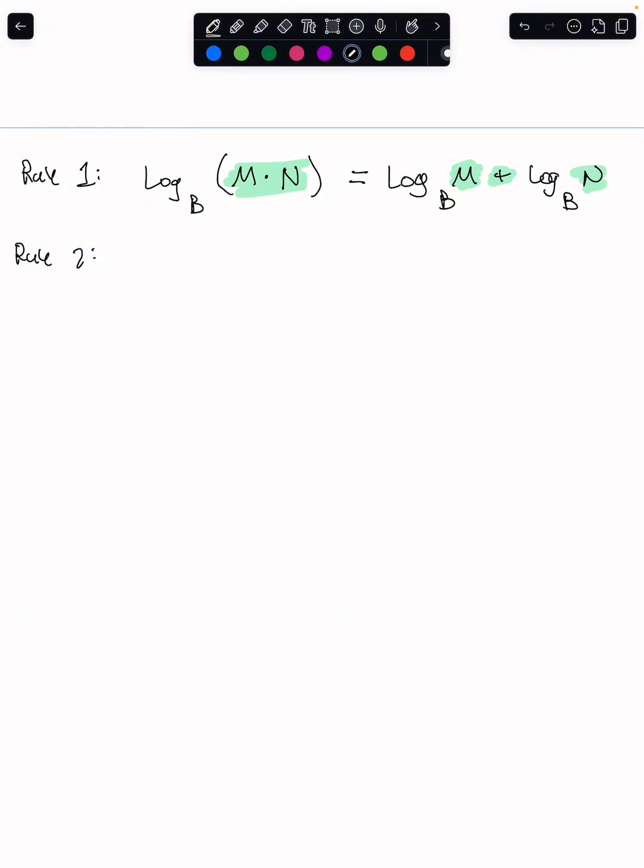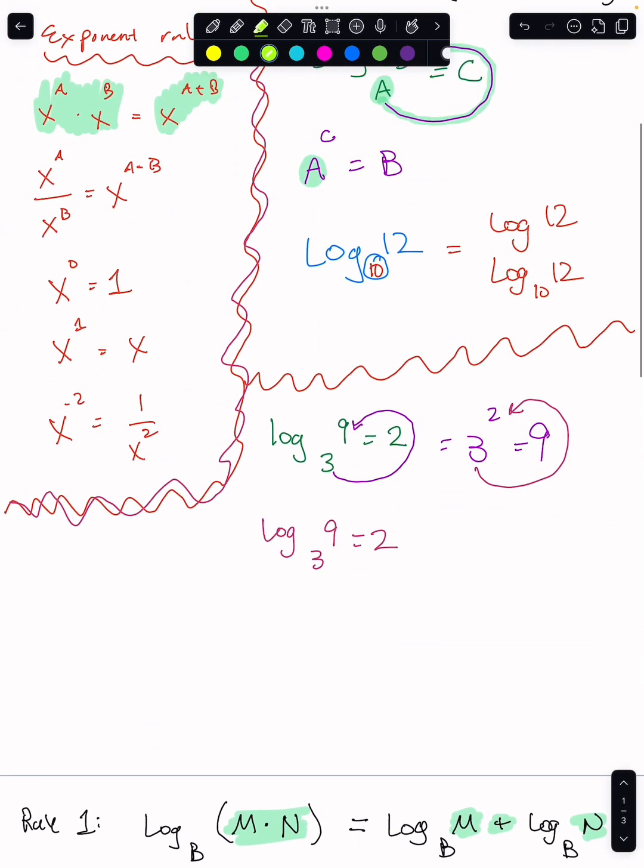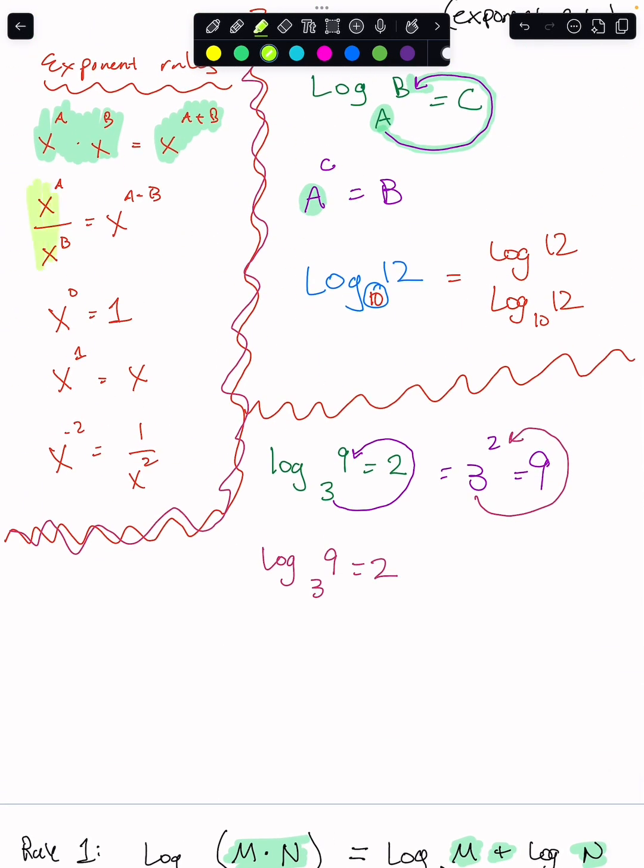Rule 2 says log to whatever base, if I have m divided by n, that's going to be equivalent to log base b to the m minus log base b to the n. And if you notice, division resulted in subtraction. And if we go back to our exponent rules from up here, division resulted in subtraction.